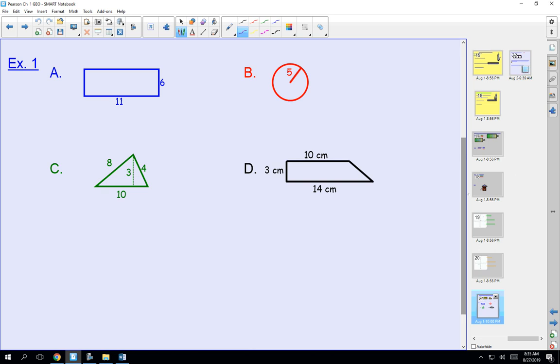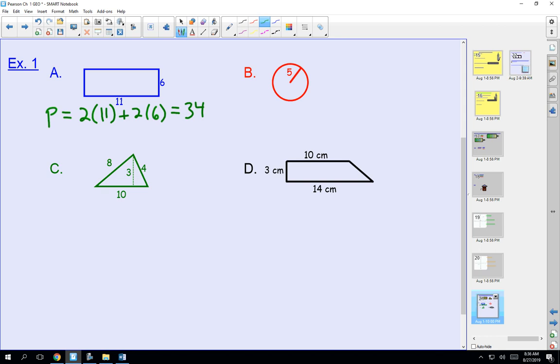So let's go ahead and try these. First one here, we're going to calculate the perimeter of the rectangle. And the perimeter formula, if you look at your formula sheet, second one down, says take twice the length, which is 11, plus twice the width, which is 6, and use that to calculate the perimeter. You could also think of it as just adding up all the sides, right? It's just that there's 2 lengths and 2 widths. So 22 plus 12 is 34 units.